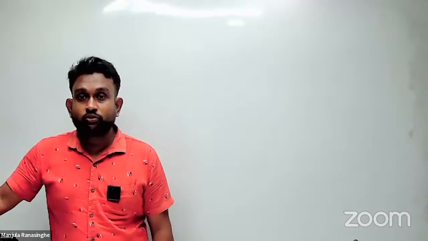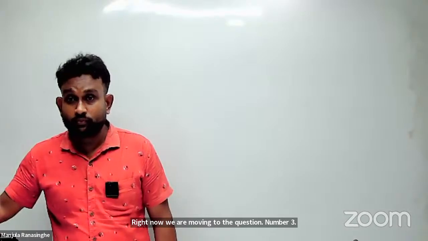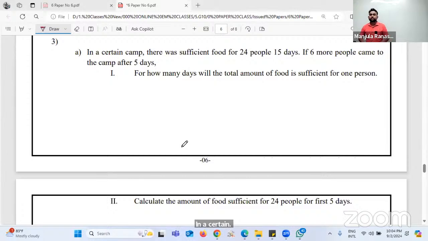Right, now we are moving to the question number 3. See, in a certain camp, there was sufficient food for 24 people for 15 days. If 6 people came to the camp after 5 days, for how many days will the total amount of food be sufficient for one person?